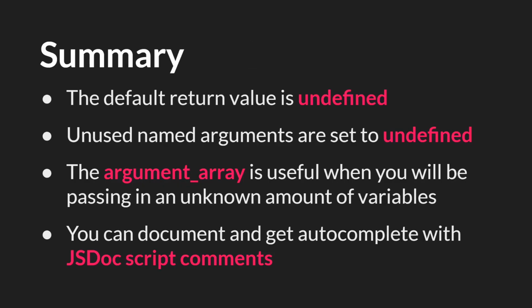So in summary, the default return value is undefined. Unused named arguments are set to undefined. The argument array is useful when you will be passing in an unknown amount of variables to a function, and you can document and get autocomplete for your functions with JSDoc script comments.